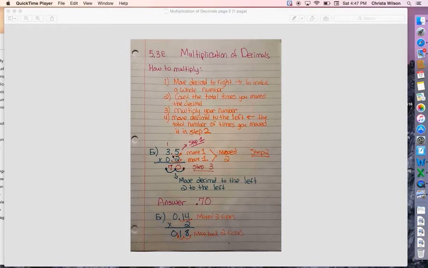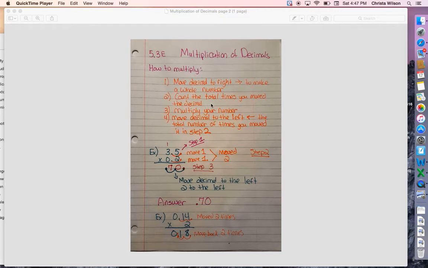Step 1: Move the decimal to the right to make a whole number. As you can see here, I've taken the decimal that was between the ones place and the tenths place, and I've moved it to the right to make that 35. So I moved it 1 space. And on 2/10, I moved the decimal behind the 2, so I moved it 1 space as well. So I've moved a total of 2 spaces.